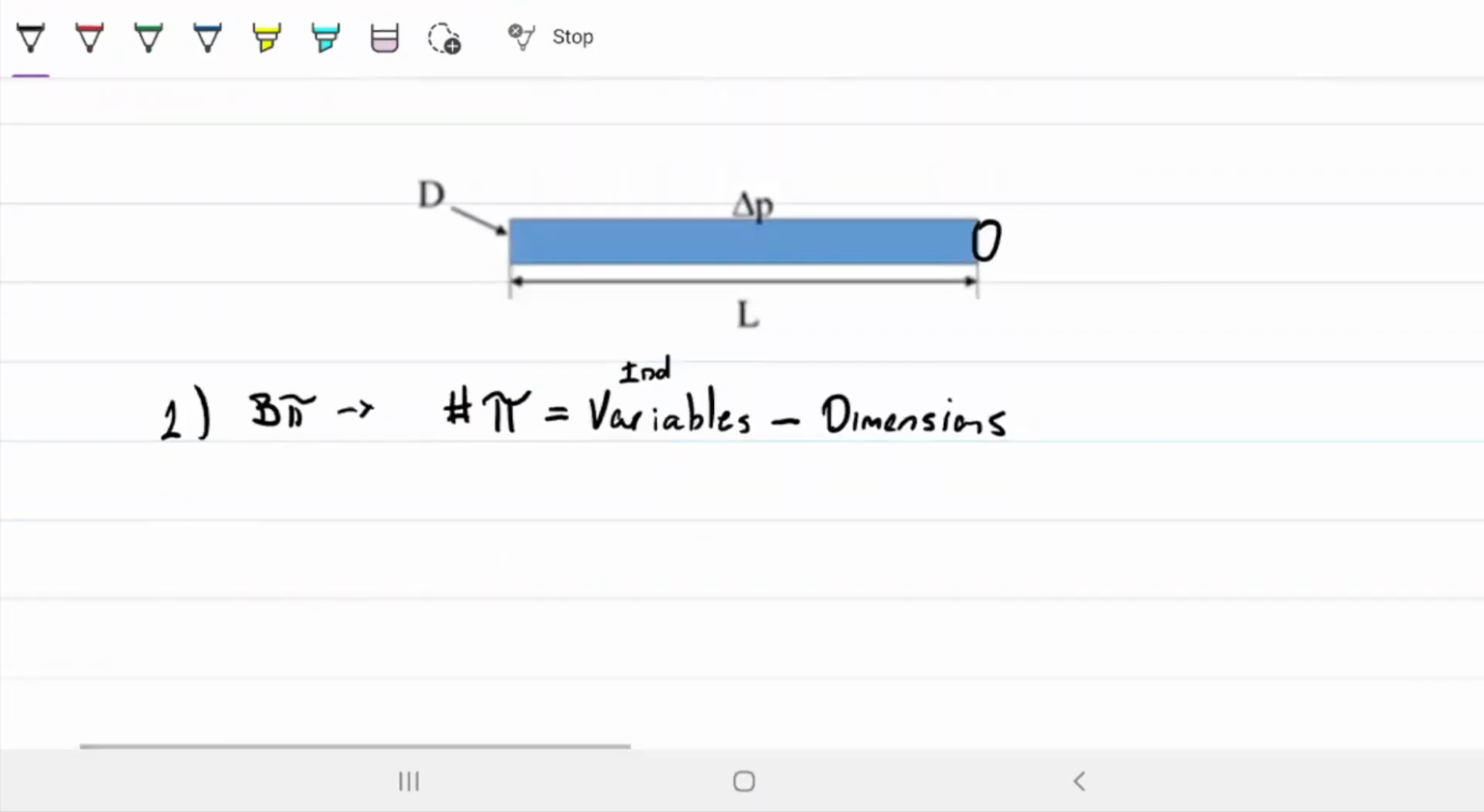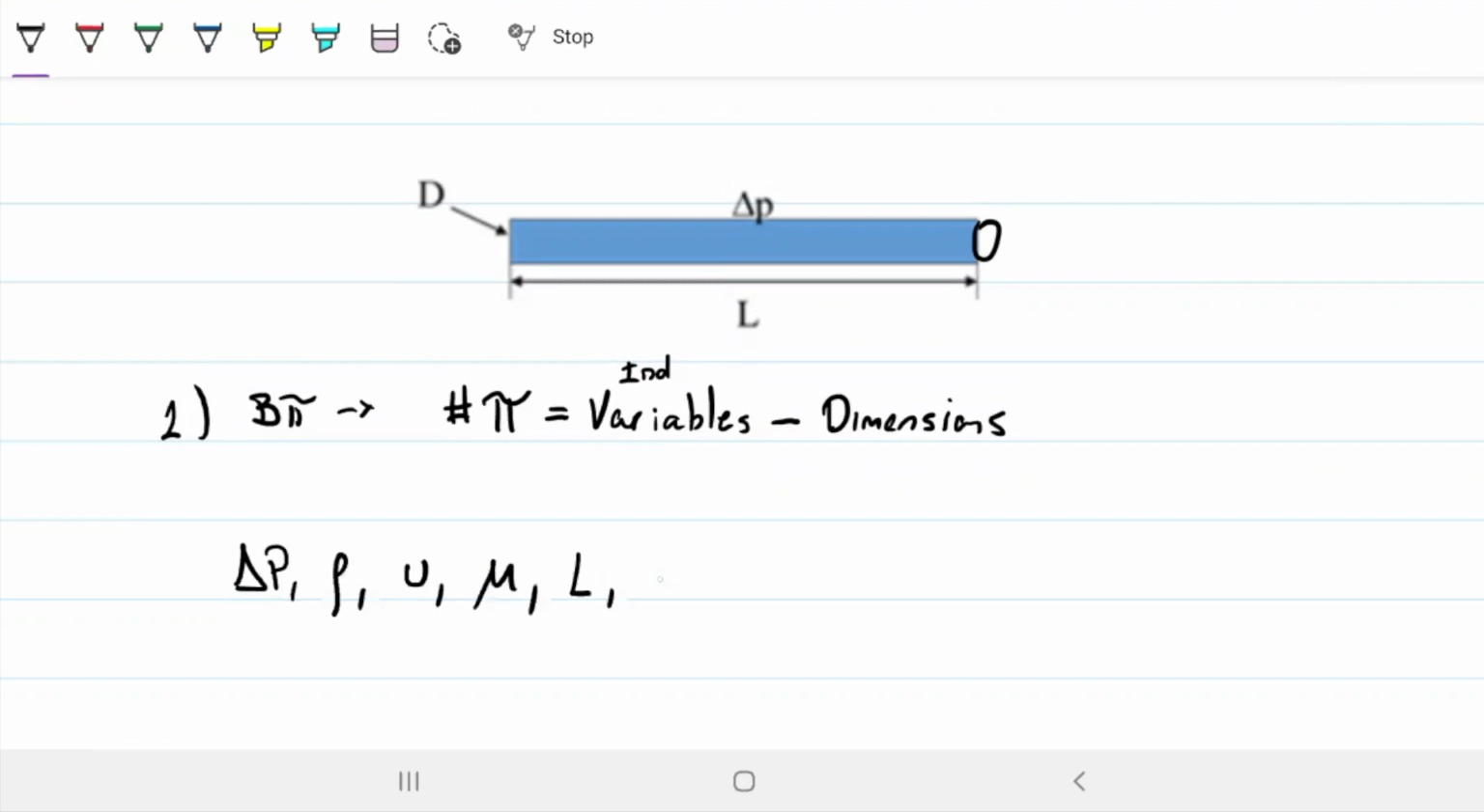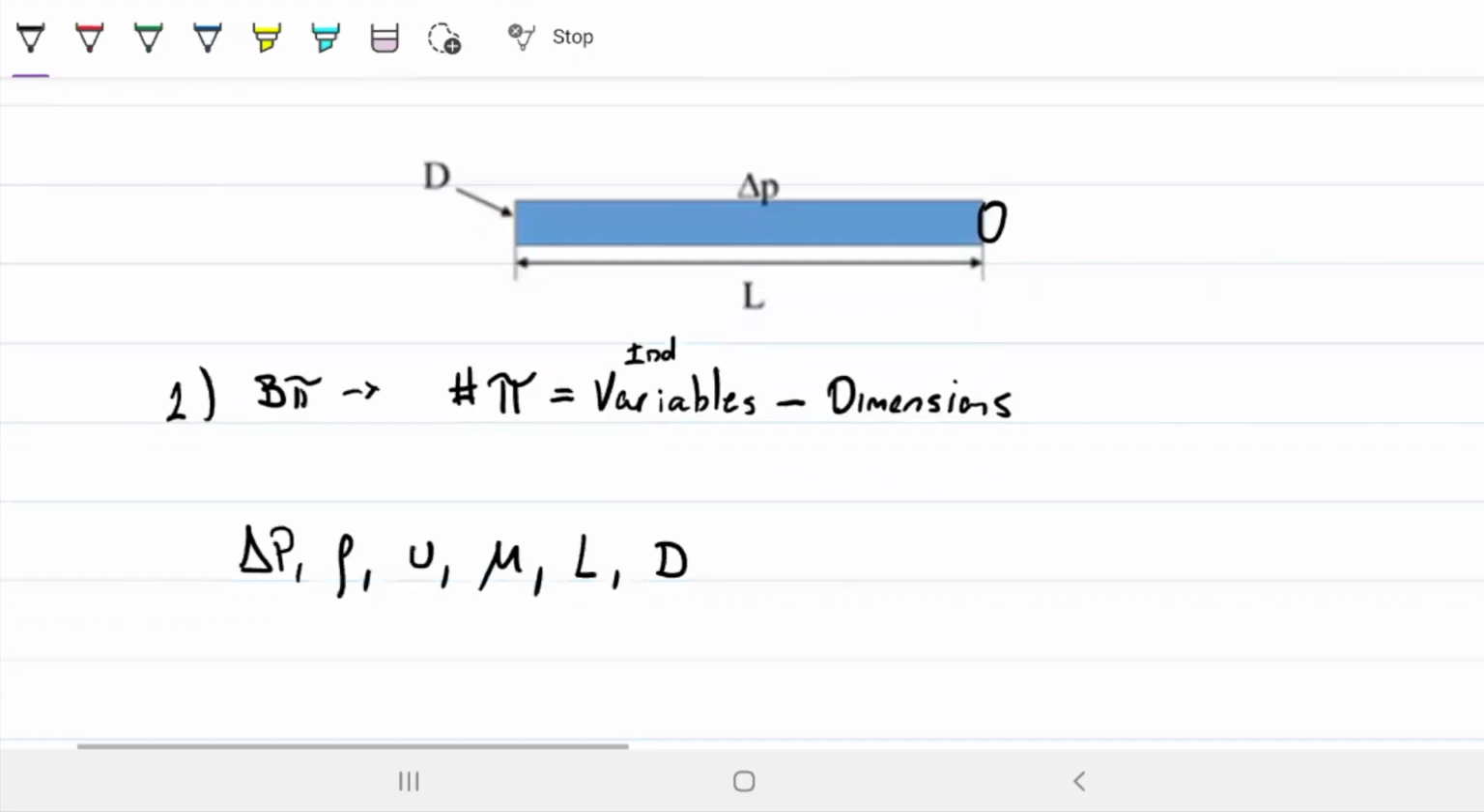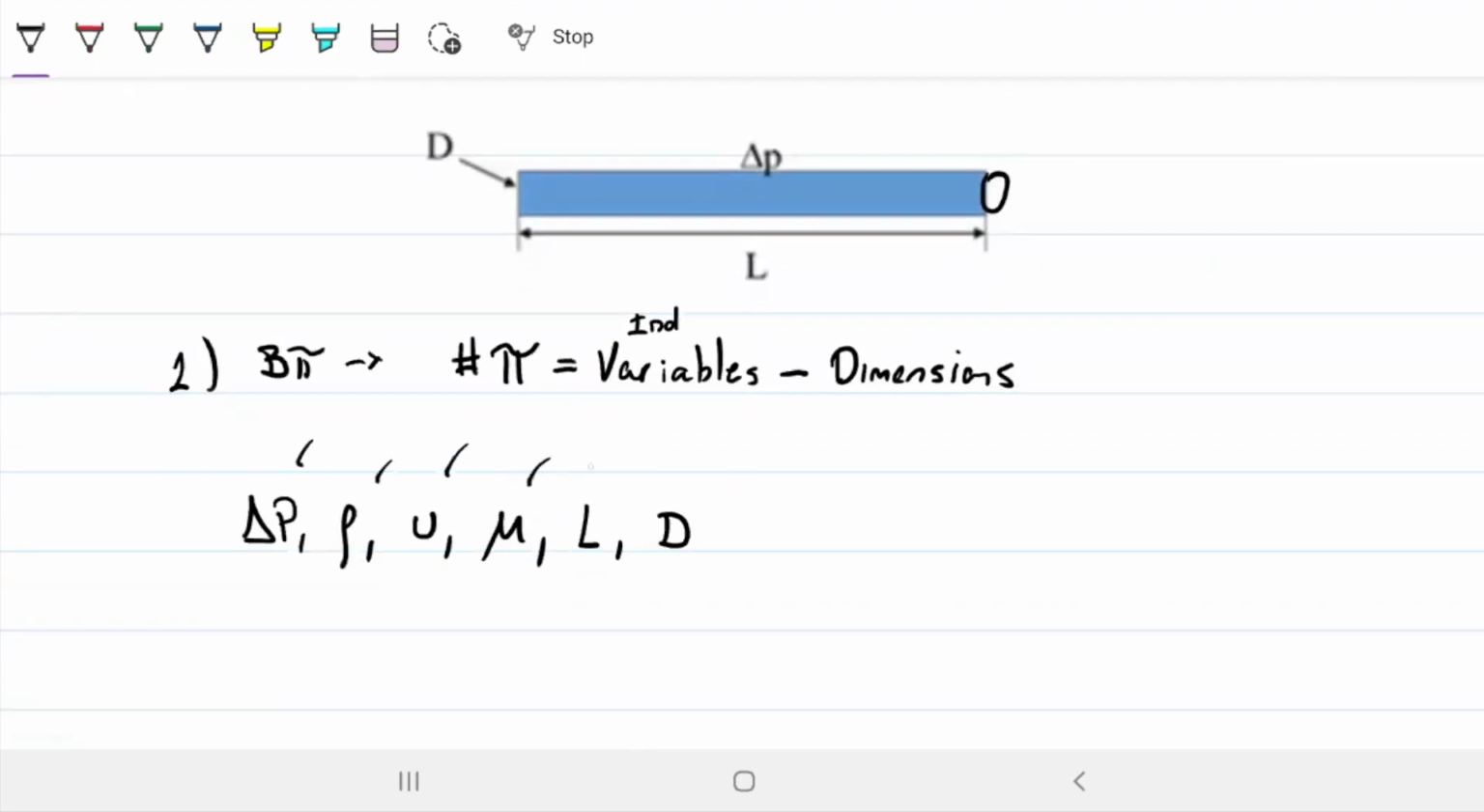So our variables are pressure drop, density, velocity, viscosity, length, and diameter. Those are the things. Okay, so we have 6 independent variables, right? 1, 2, 3, 4, 5, 6.